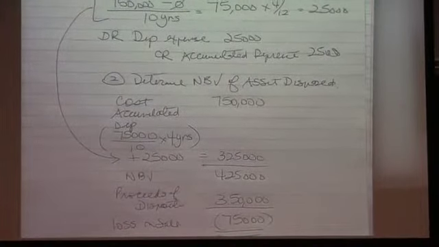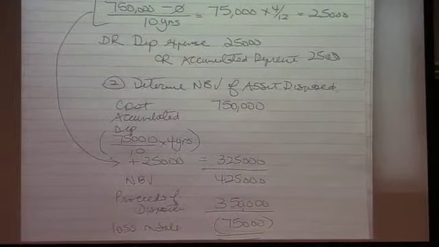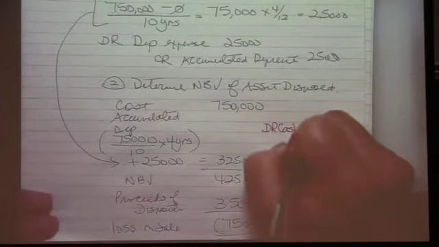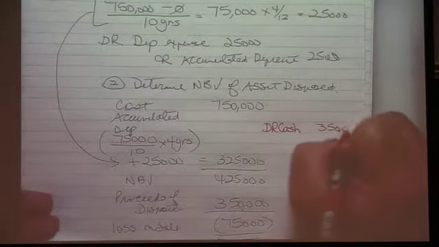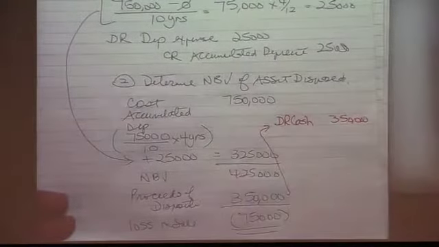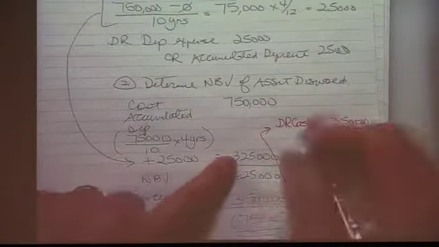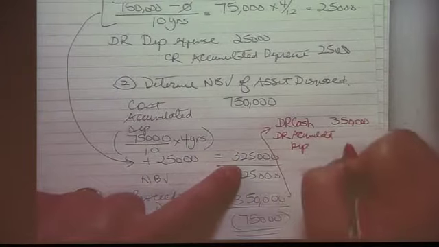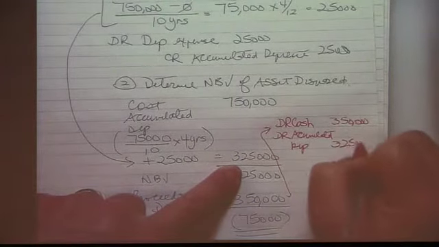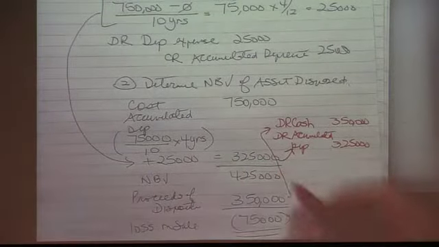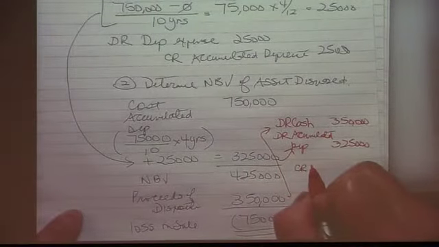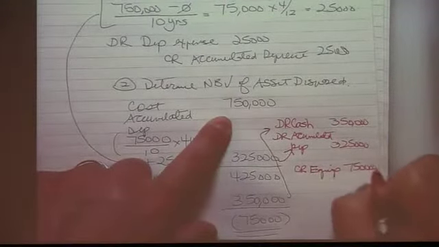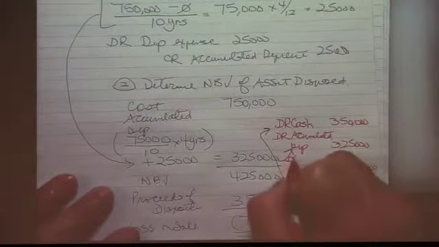So what is our journal entry? Our journal entry is going to be debit cash for $350,000. We're going to debit accumulated depreciation, $325,000. We're going to credit machine, or in this case it would be equipment, right? For the original cost of $750,000. And we're going to debit the loss on sale.